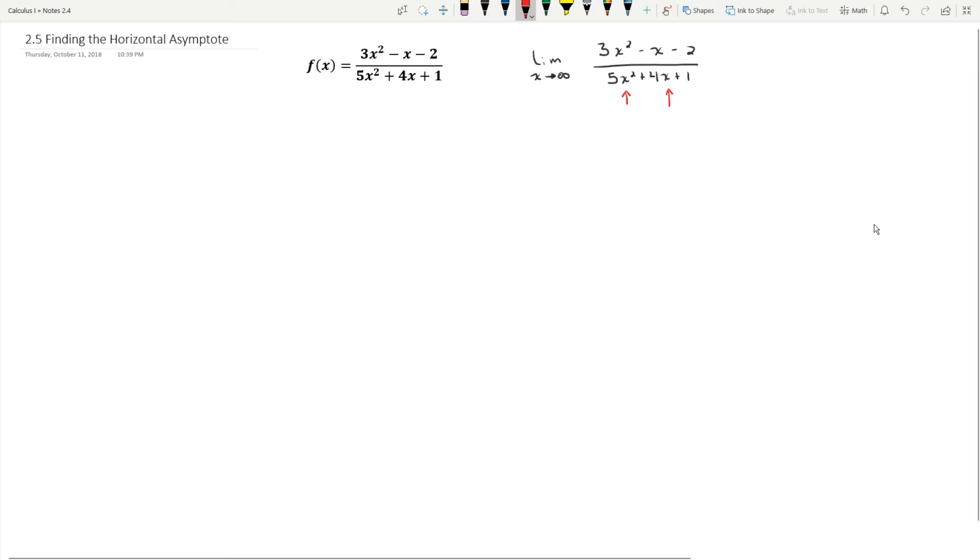In this case, we have x squared. This is the rule for a rational function. Anytime that we have a division, especially of two polynomials, we're going to take the greatest variable in the denominator, and then we're going to multiply the numerator and denominator by 1 over that variable.